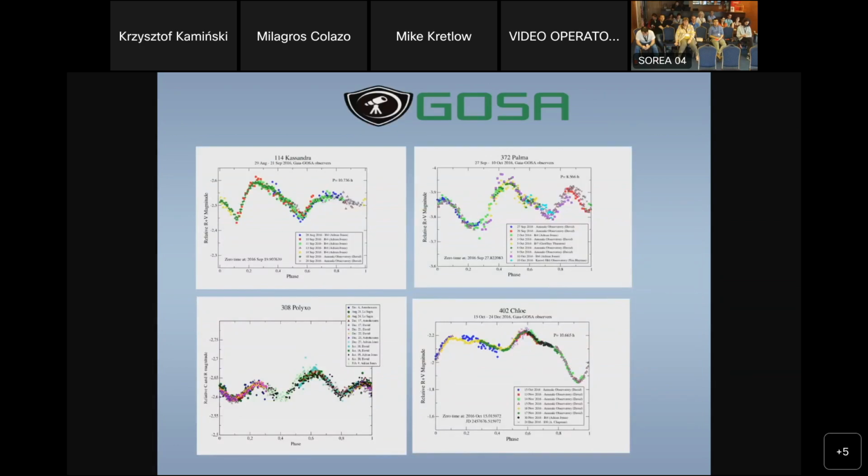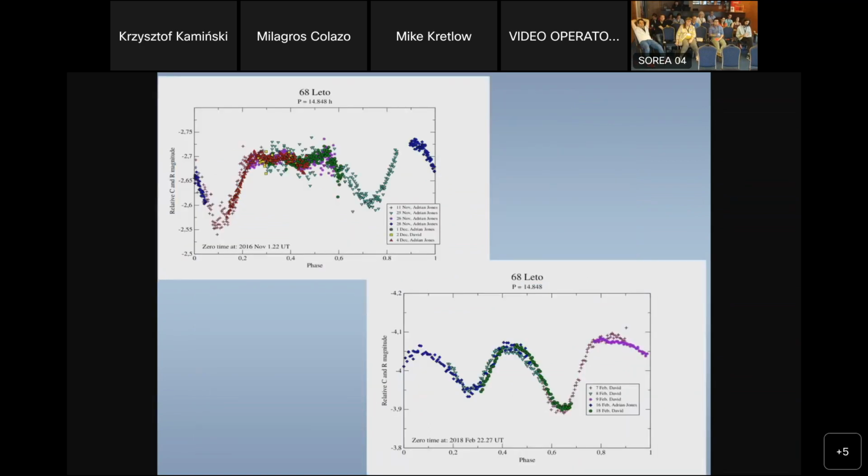And here are the results. A few results of a coordinated observing campaign, a few examples of light curve composites, which were used to determine the precise rotation period. Here we can see the different shapes of the light curves for the asteroids Cassandra, Palma, Polyxo, and Chloe, which were obtained thanks to the effort of Gaia-Ground observers. And the project lasts a few years, so for some objects we are able to gather more than one full rotation period.